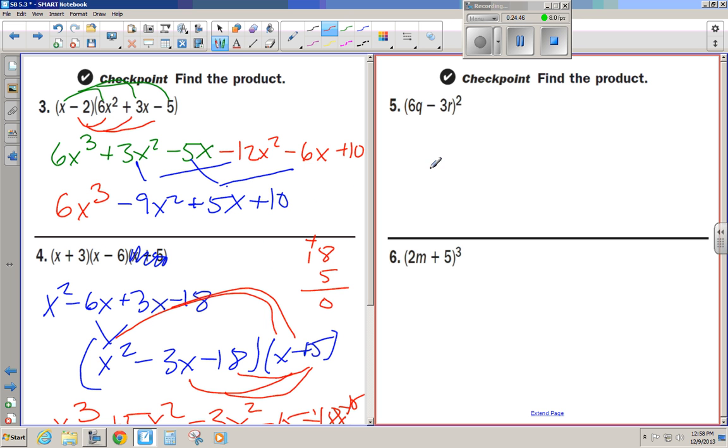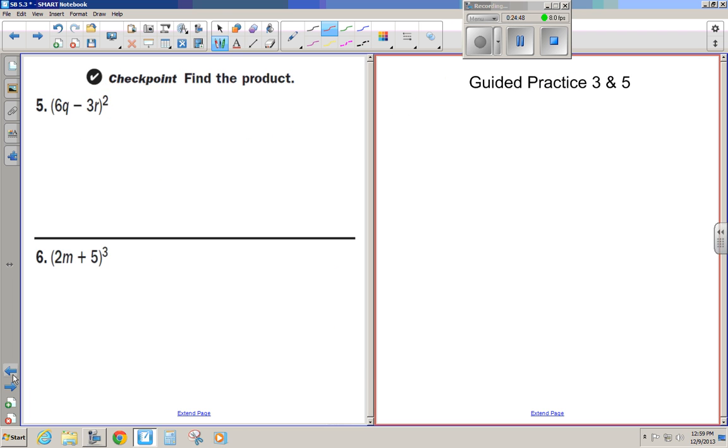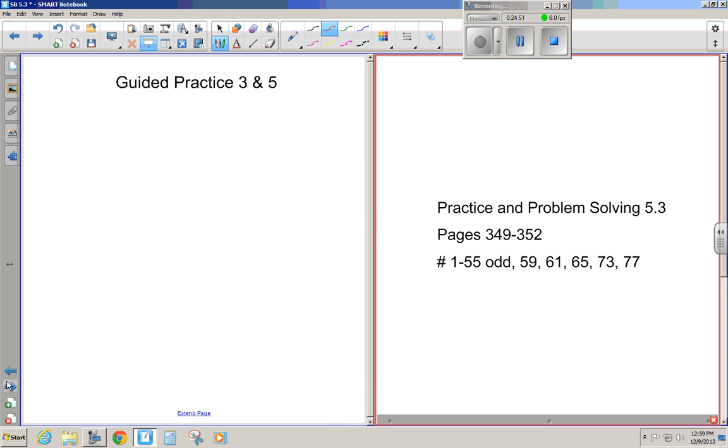Try to use these special patterns for 5 and 6. Go ahead and do the guided practices. And here is what we'll work on in class. Good luck.